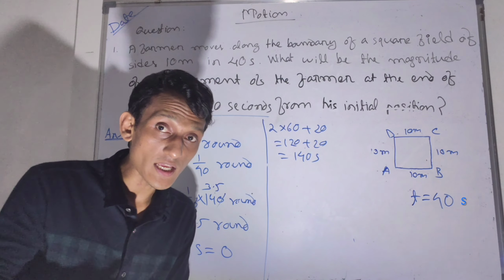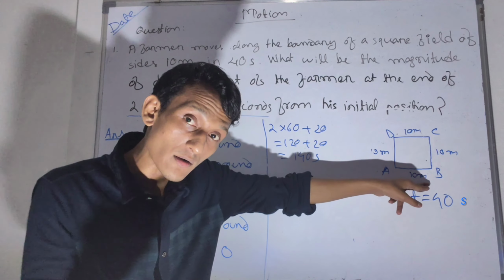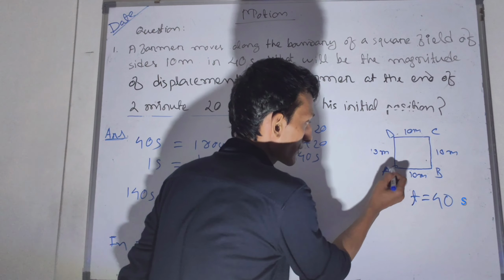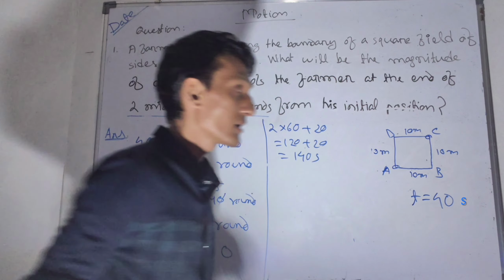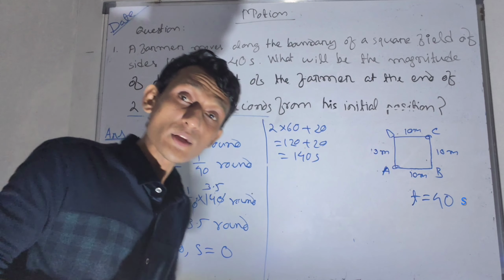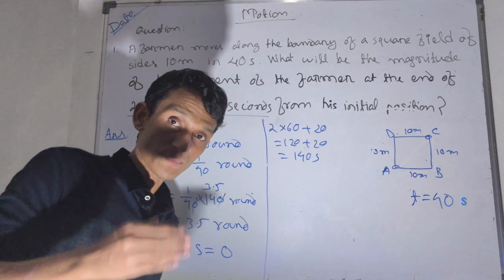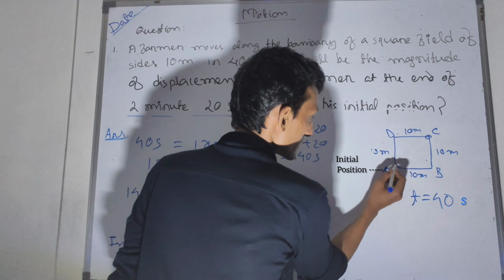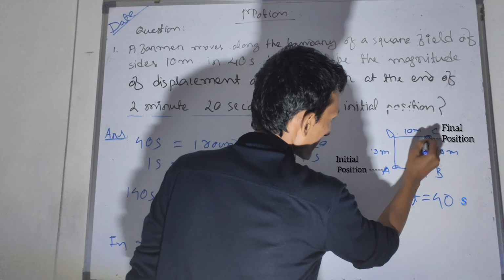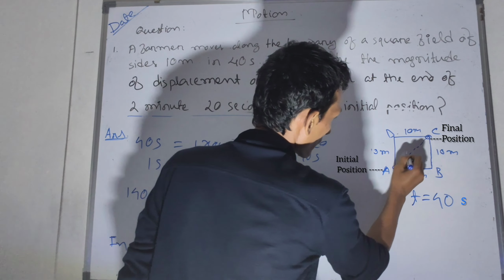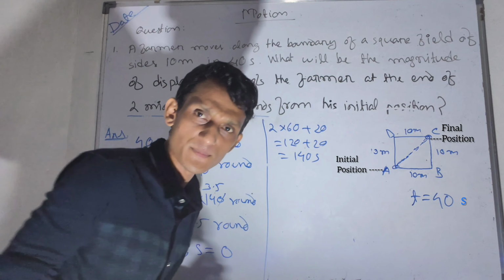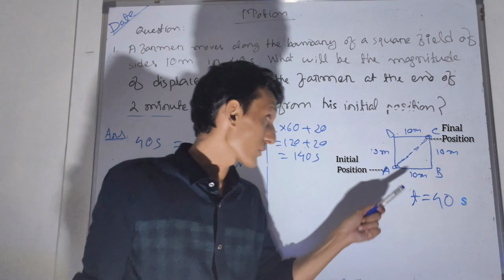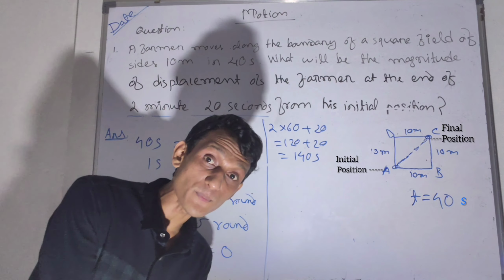Now we have 3.5 rounds. After the third round, it goes here and stops here on the fourth round. We know that displacement is the shortest distance from the initial position to the final position. So this is the initial position and this is the final position, and this is the total displacement. Now we have to find the distance from here to here. That will be the displacement.